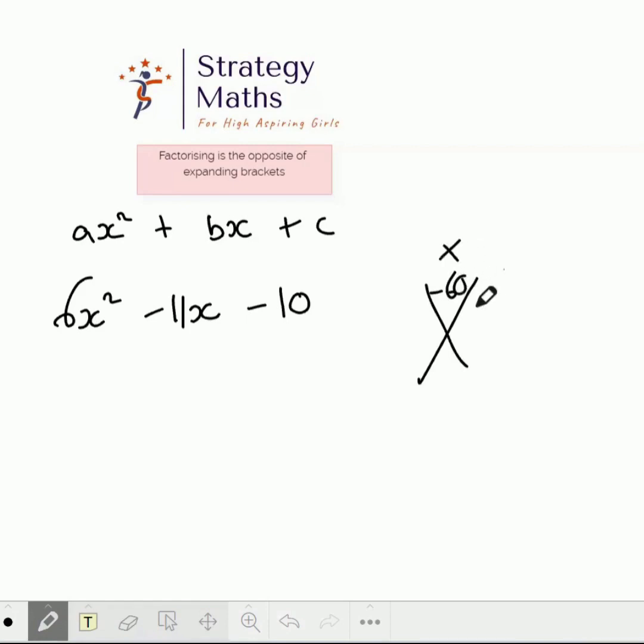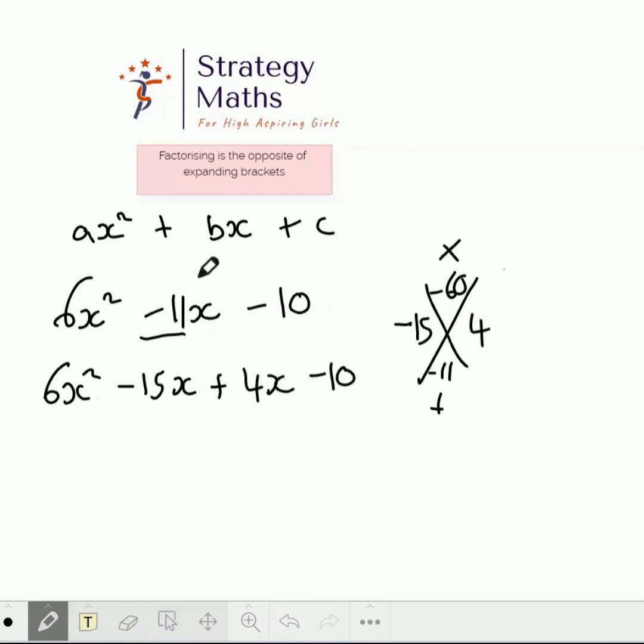We need to think of two numbers that multiply to make minus 60, but they also need to have a sum of negative 11. Like the previous question, one of the numbers is going to have to be negative and the other positive. So hopefully you've thought of minus 15 and positive 4. So we're going to split that middle term with minus 15x plus 4x.